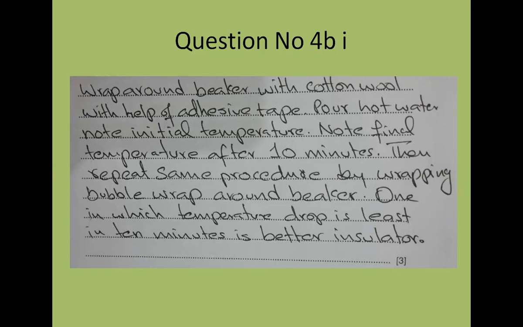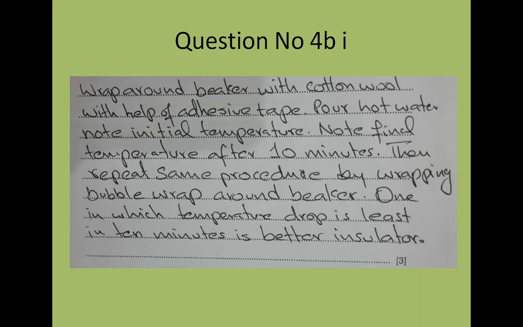And then they will use the same beaker, wrap bubble sheet around it with the adhesive tape, and again fill that beaker with hot water. They will note down the initial temperature of this hot water, and then let it cool down for 10 minutes with the help of the stopwatch. After 10 minutes they will note the final temperature and check the temperature drop. So there is the temperature drop when the cotton wool was wrapped around the beaker, and the temperature drop when the bubble sheet was wrapped around the beaker. They will note down the one in which the temperature drop is smallest, or less than the other, and that will be the better insulator.